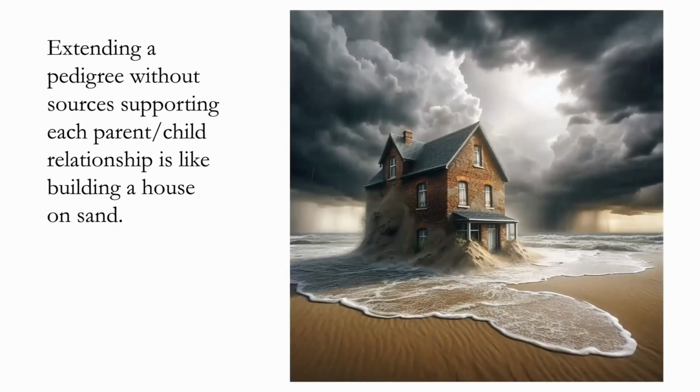So another analogy here is that I think anyone who has even a rudimentary appreciation or understanding of the Bible has heard the story about the house built on sand and the house built on the rock. Extending a pedigree without sources supporting each parent-child relationship is like building a house on the sand. It's just going to fall down. It just isn't substantial and it's not going to last.